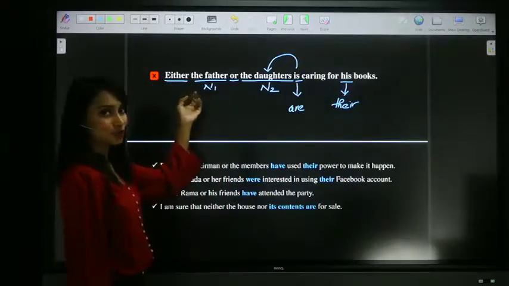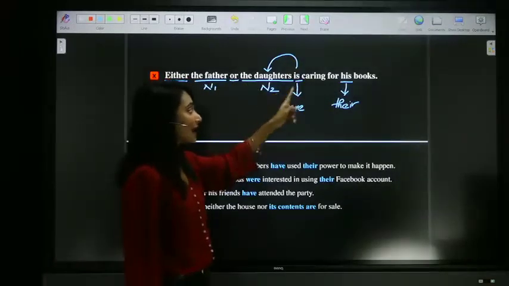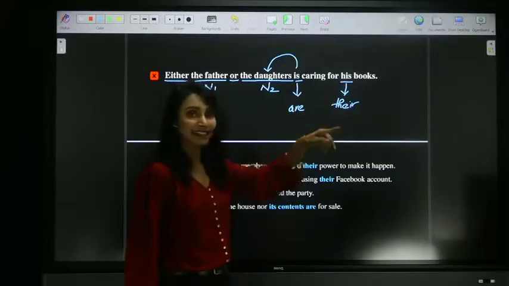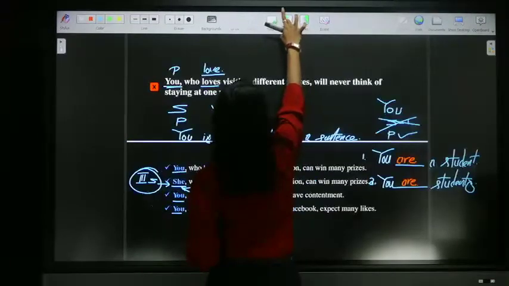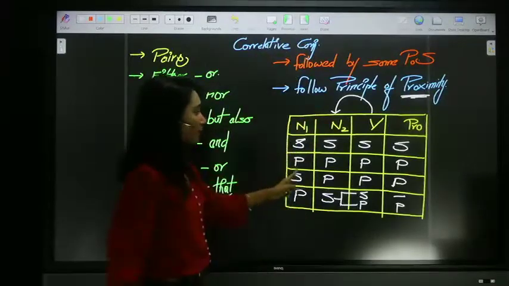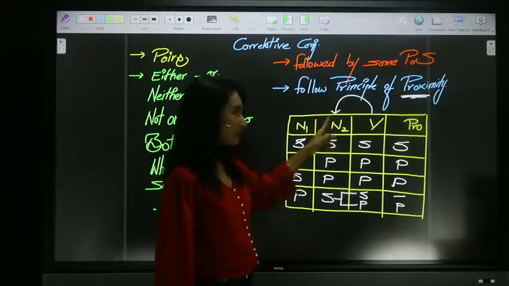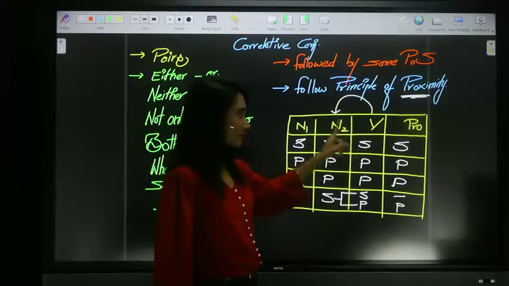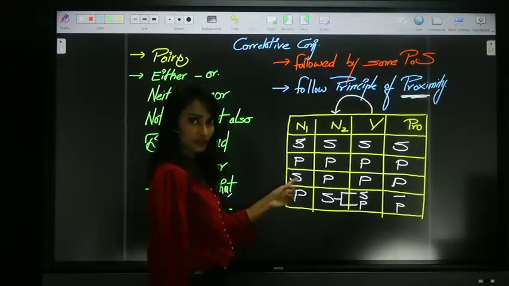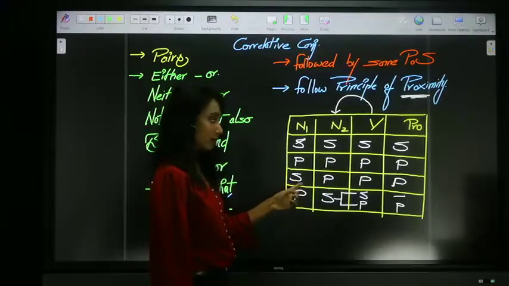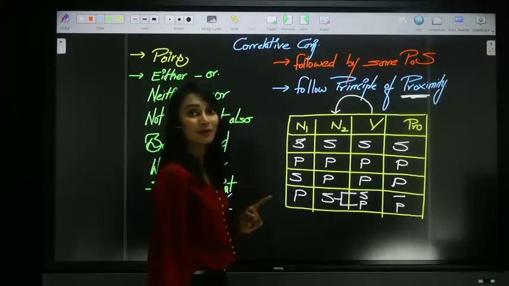So the right answer is either the father or the daughters are caring for their books. I hope you remember the principle of proximity. So let me show you that again. According to the principle of proximity, the verb agrees with its nearest noun. If the nearest noun is singular, the verb must be singular. If the nearest noun is plural, the verb must be plural. So we have seen this case. First noun, either the father, singular, or the daughters, plural. So the verb and the pronoun must be plural.